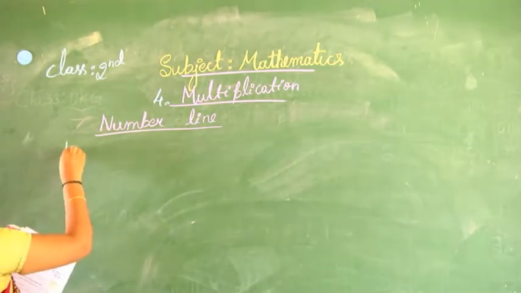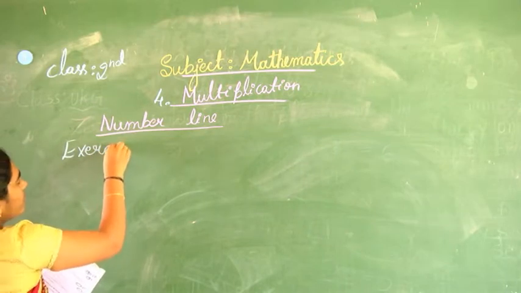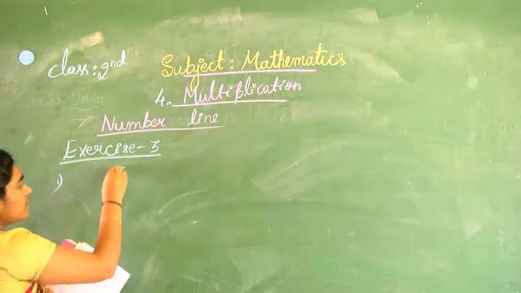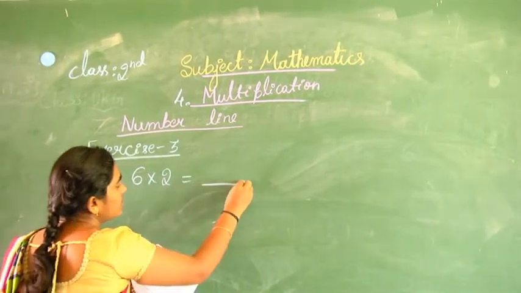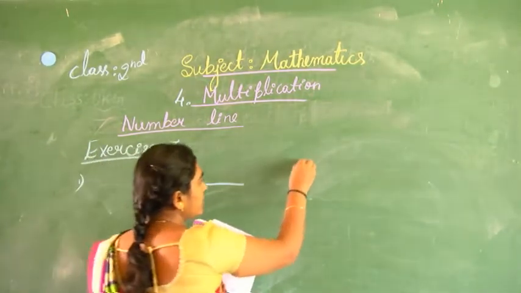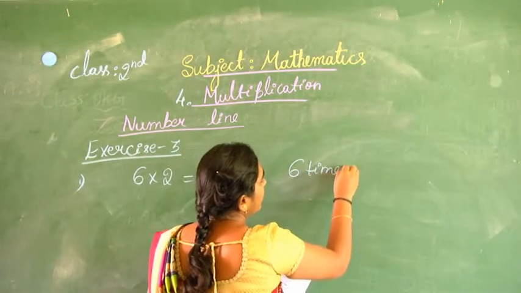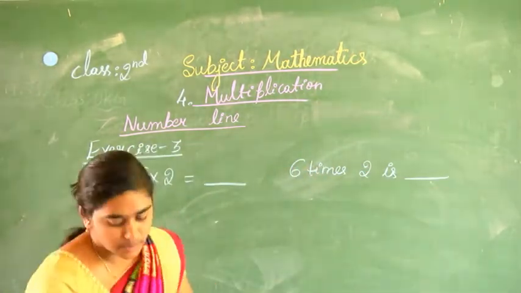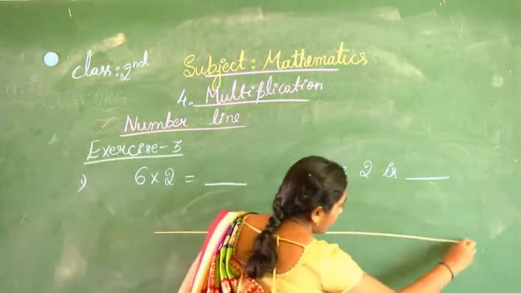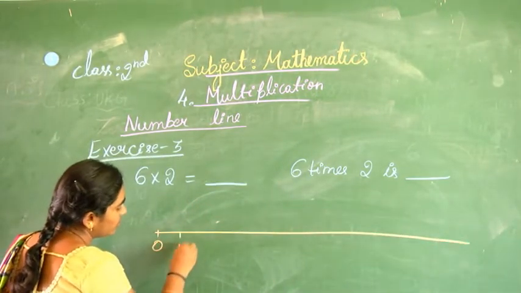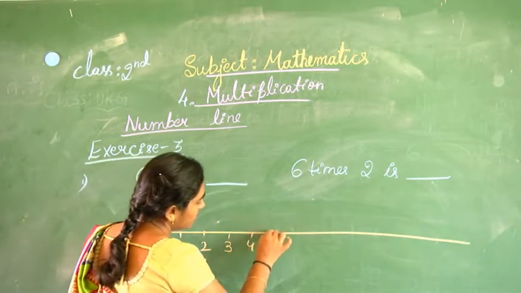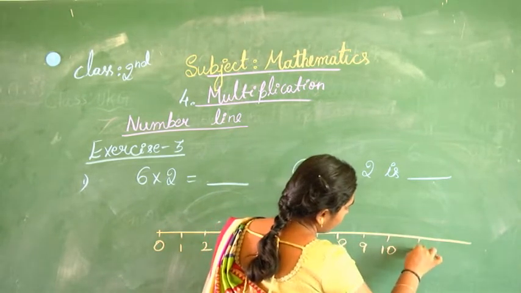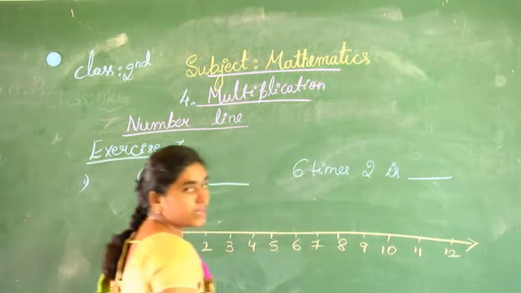Exercise number 3. First question is 6 2s is how much? Or else 6 times 2, they have already mentioned. 6 times 2 is dash. They are asking 6 times 2. So draw the number line 0, 1, up to 12. I will stop it at 12.